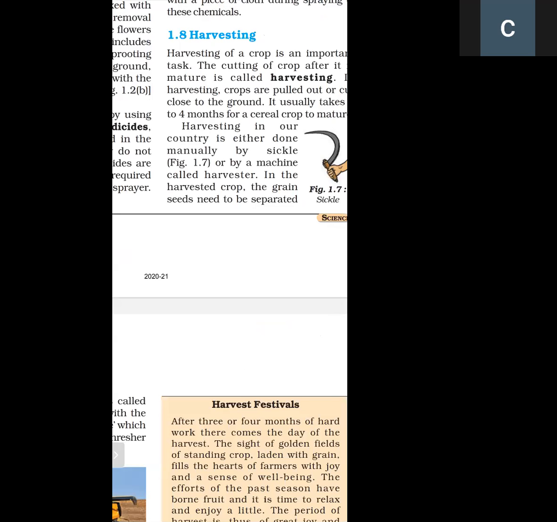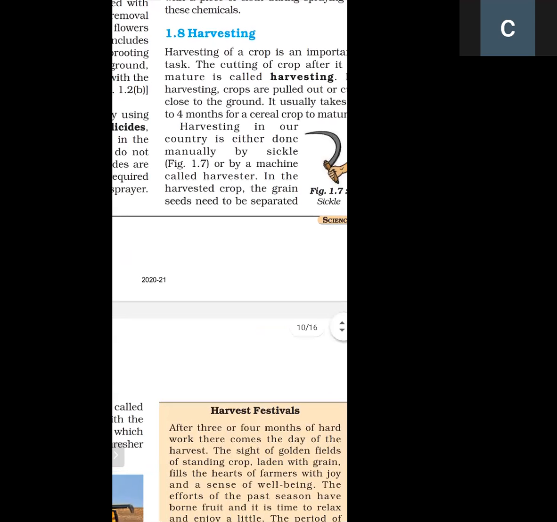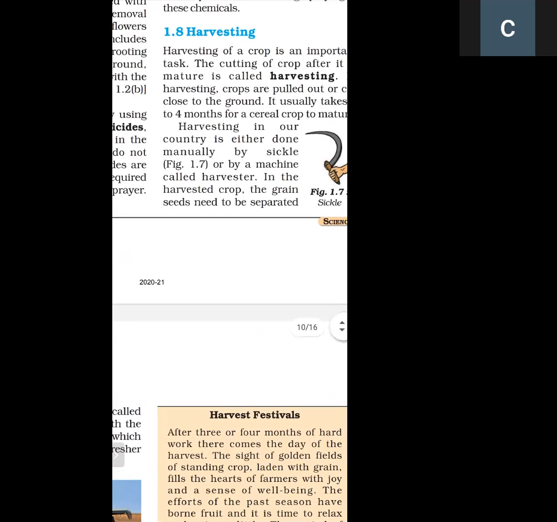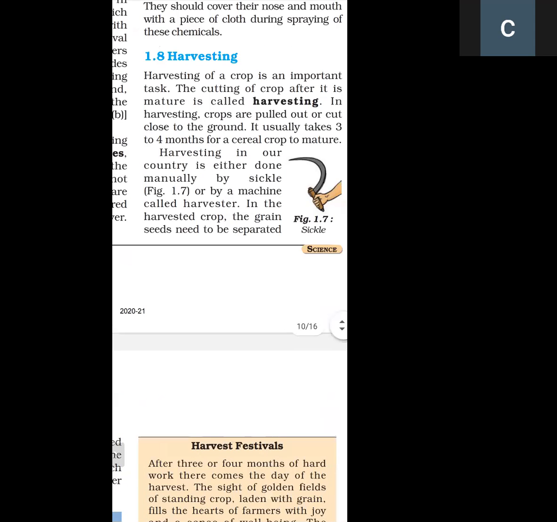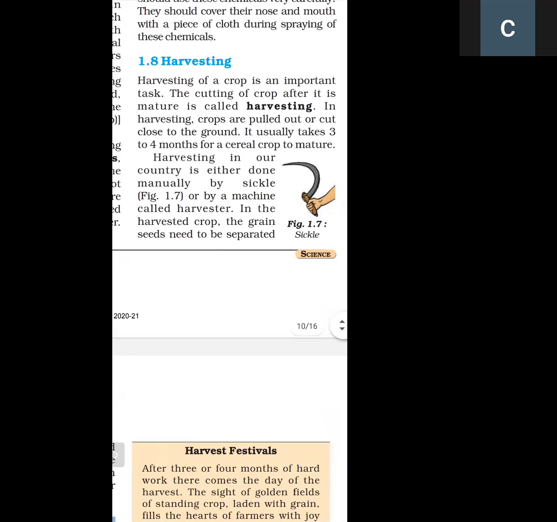When the crop matures, it is harvested with a sickle or a machine called a harvester. When we harvest the crop, the grains and seeds have to be separated, and this can be done with the help of a machine called a combine.